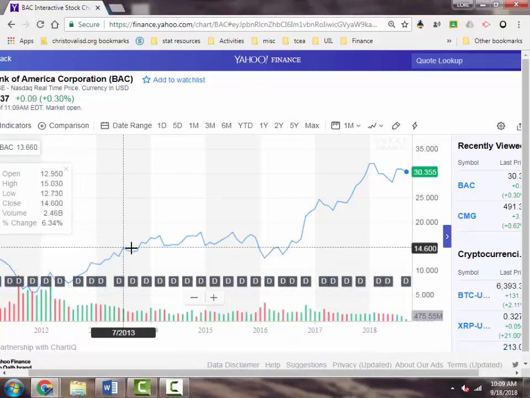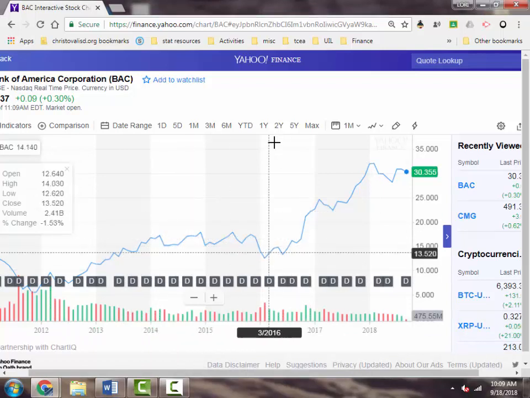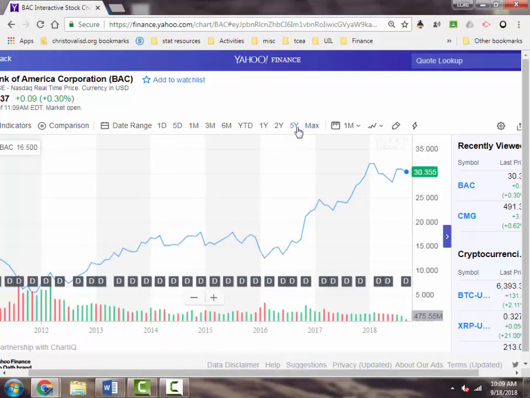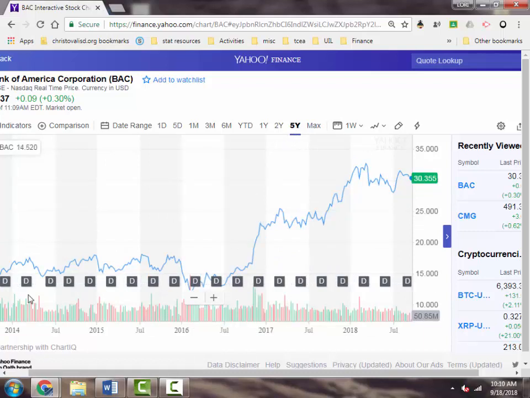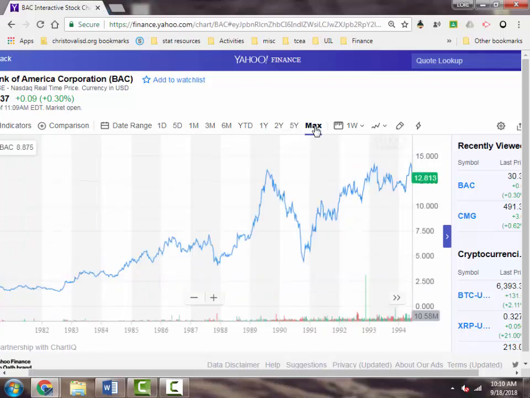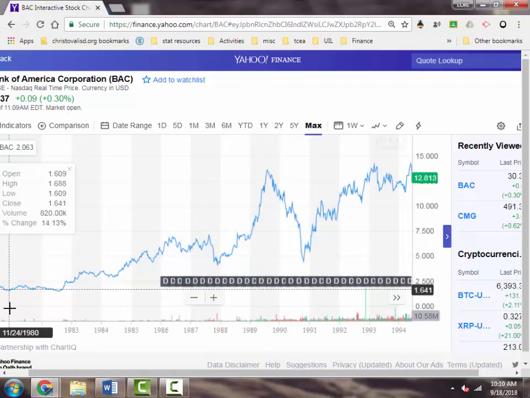So using this chart, we're able to see the trend of the stock. I can even do, this is a 5-year. This just shows me the last 5 years. I can do max. What do you think the max is going to do?